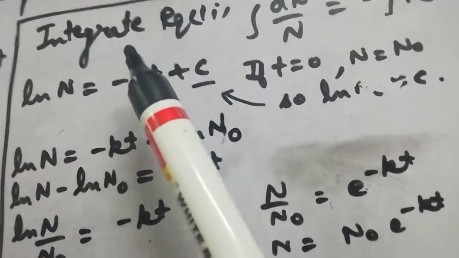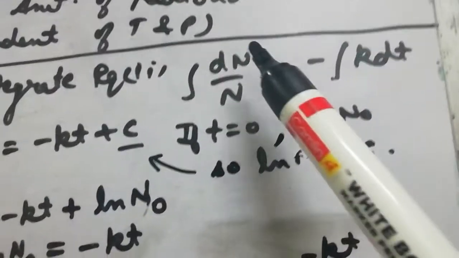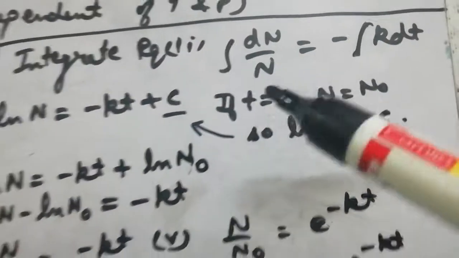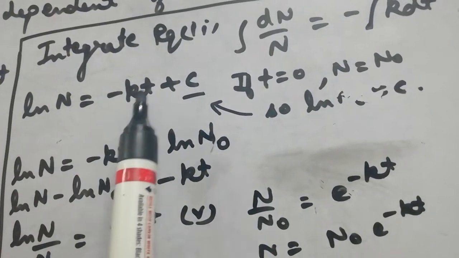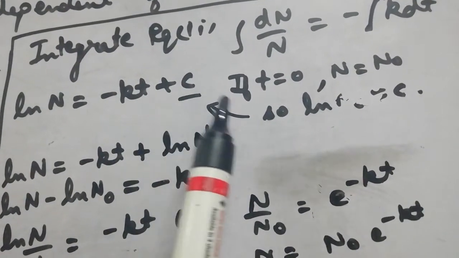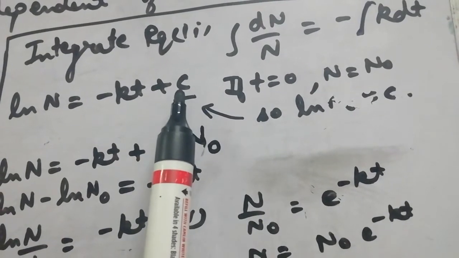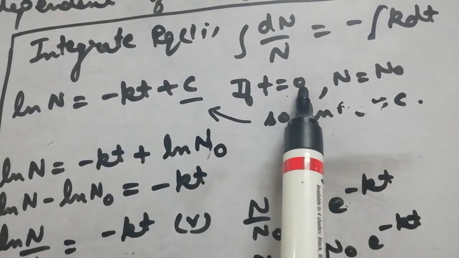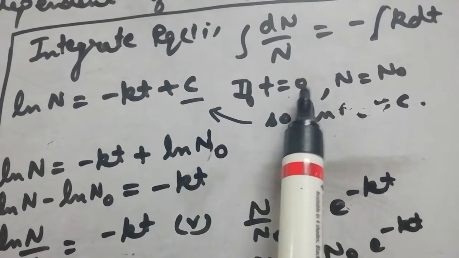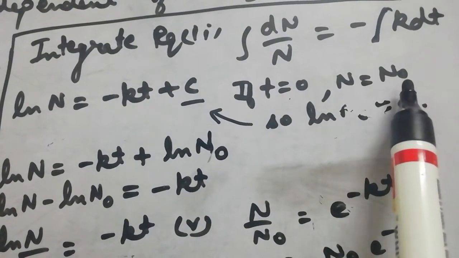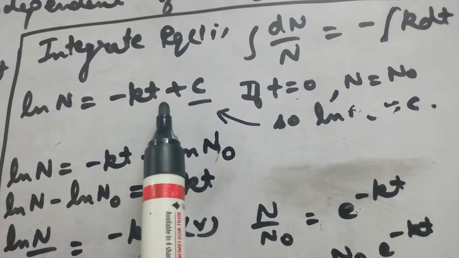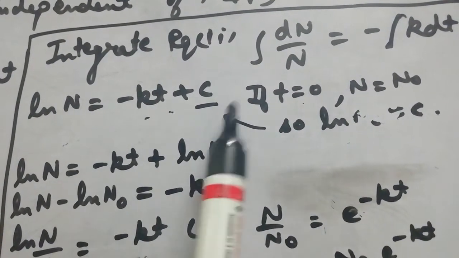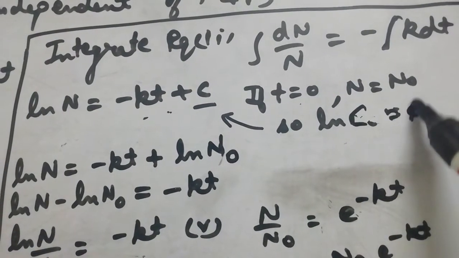Now integrate equation number 2. This was your equation number 2, dN upon N is equal to minus K dt, and we will integrate it by putting these integration signs. So what we will get is ln N is equal to minus Kt plus C. This C is the integration constant, and as soon as C is introduced we have to find its value by some condition. Let us suppose at time t equal to 0, that is when the reaction had not started, the value of N is equal to N0, that is the initial concentration. So putting these values in this equation, Kt will become 0 because time is 0, and N will be equal to N0. So the value of C will be ln N0.